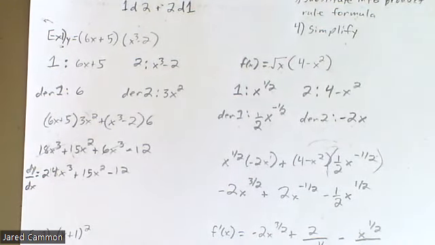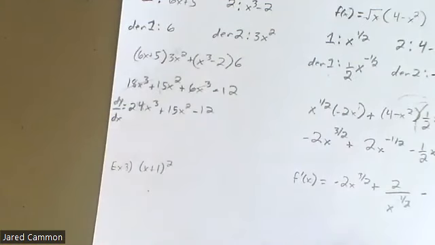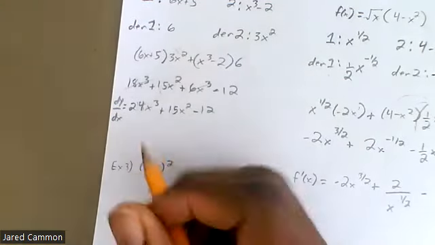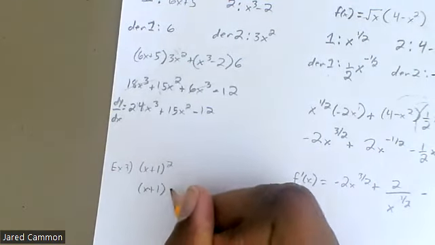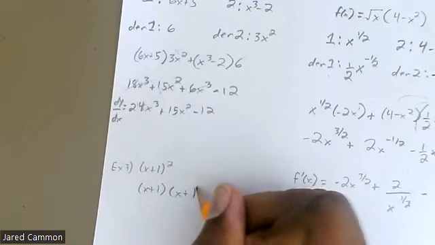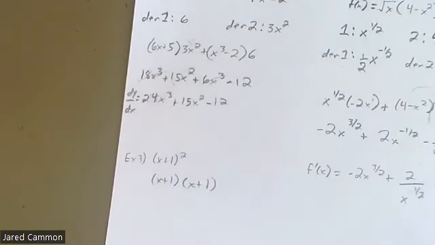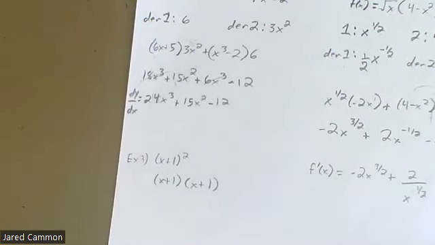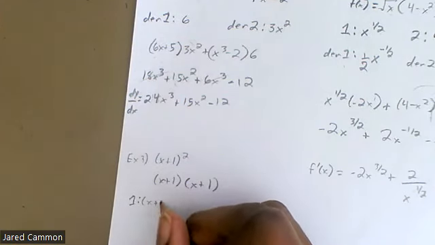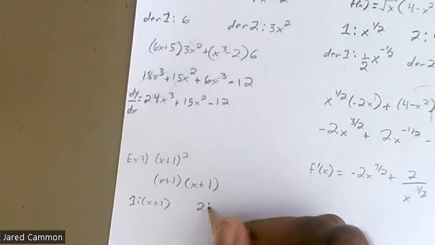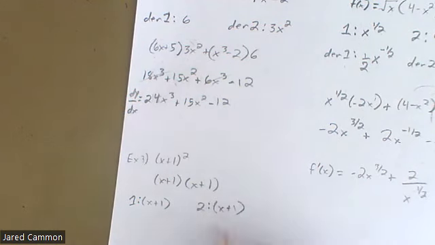Okay, final example for our product rule. What if I have something squared? Well, I know that that's representing something multiplied by itself. So I have x plus 1 multiplied by x plus 1. Now I can identify my first and second factors and their derivatives, okay? So my first factor is going to be x plus 1. My second factor is going to be x plus 1.